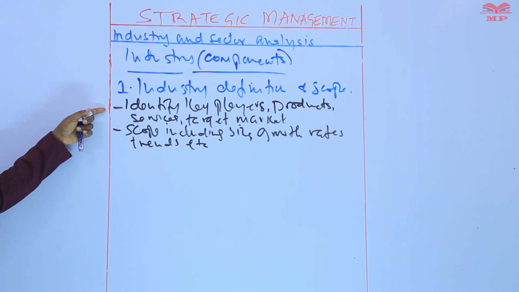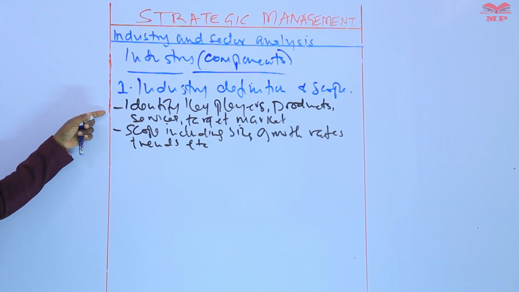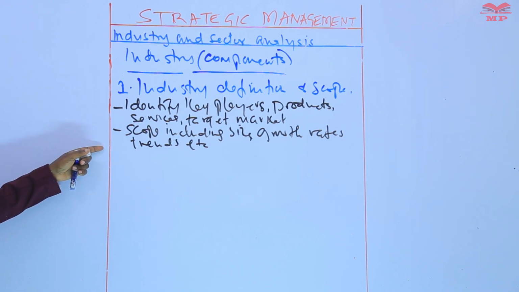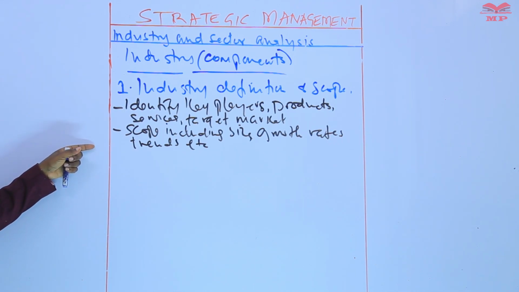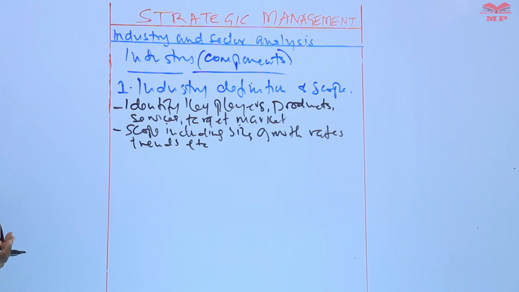First of all, when carrying out industry analysis, you identify the key players in the industry, the key products, the services, the target markets, and so on. Then you check the size. What is the size of the industry? What are the growth rates within that industry? To understand the growth rates and the overall trends. That is the first aspect of industry analysis.